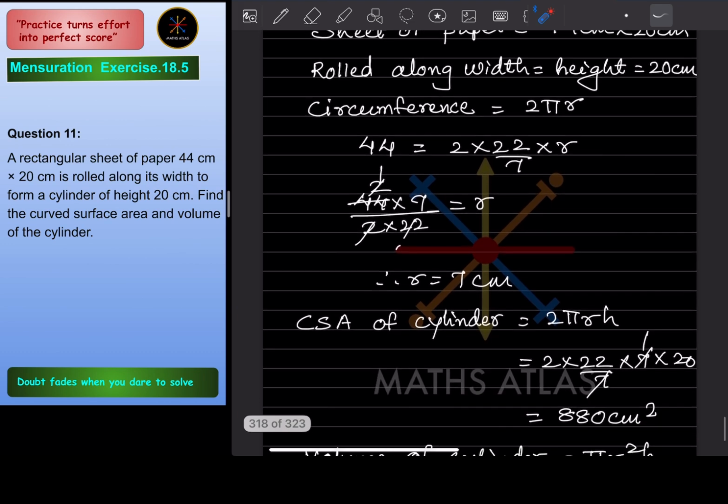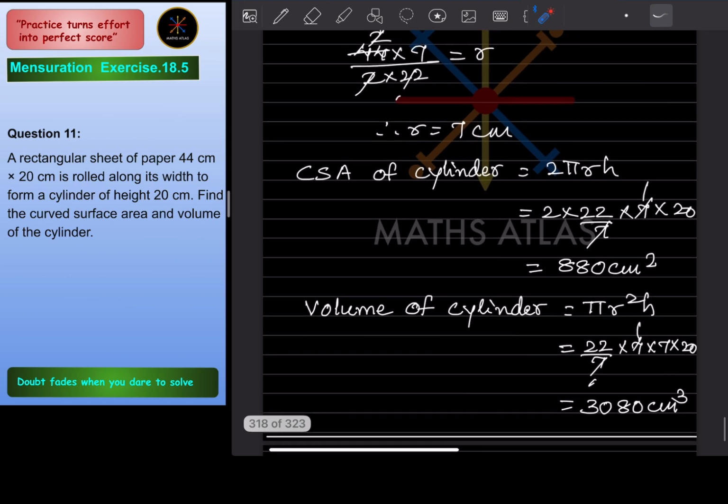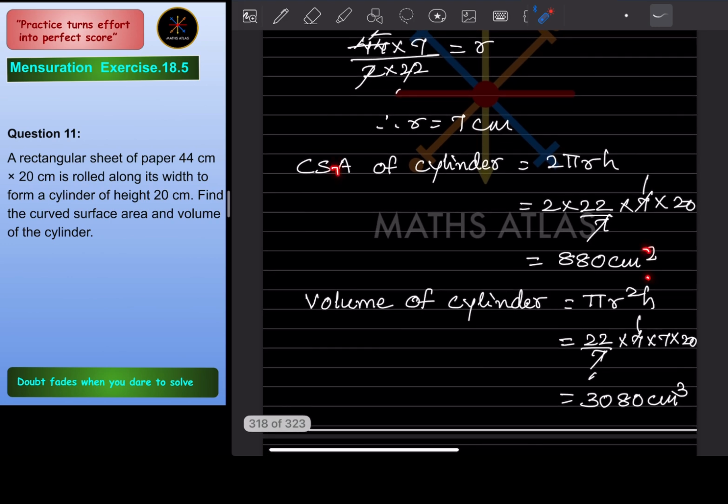Now let us see the CSA, that is the curved surface area of the cylinder. The formula is 2 pi r h. So this will be 2 into 22 by 7, the radius we got as 7, and the height is given here as the width, that is 20 centimeter. This 7 goes off, so that is going to be 880 centimeter square, because this is the area, so it is square.